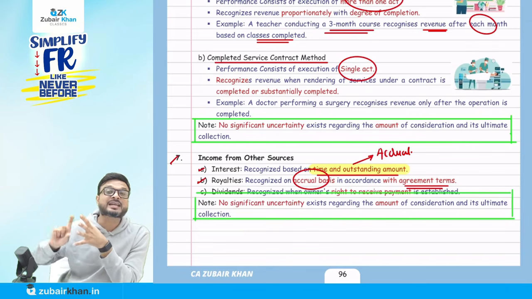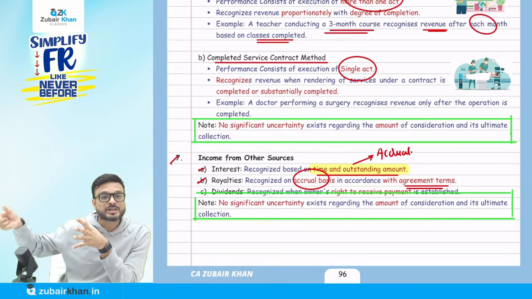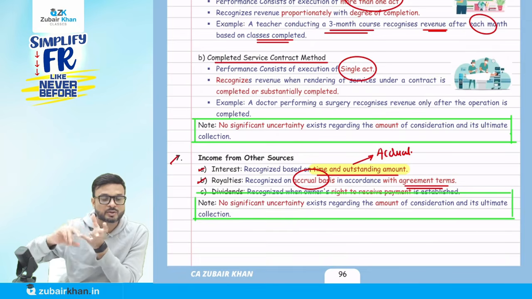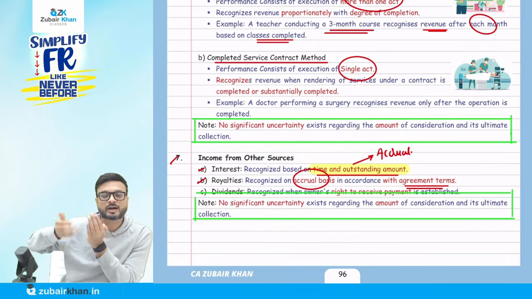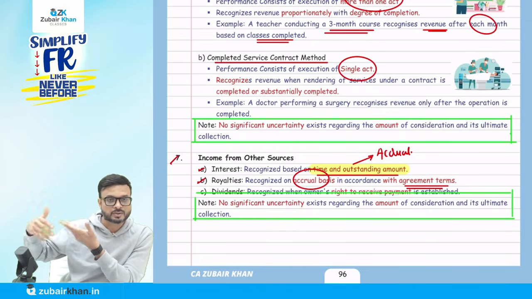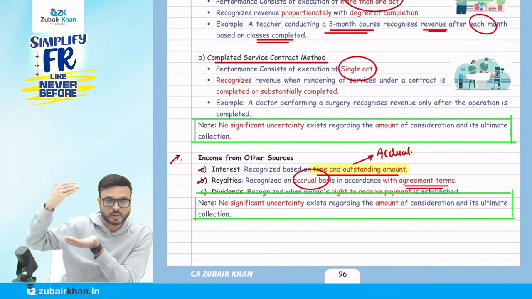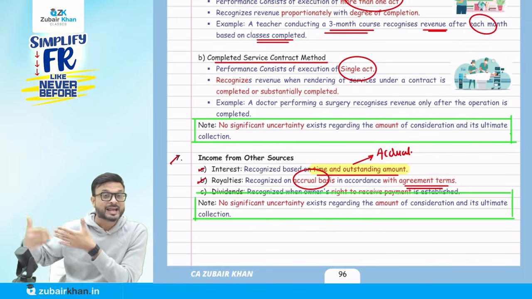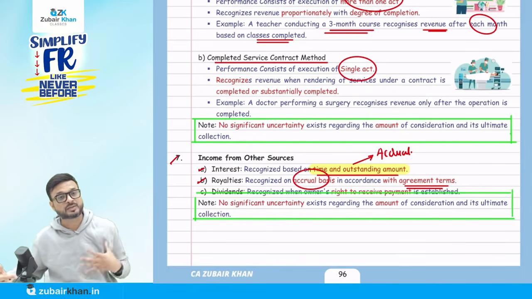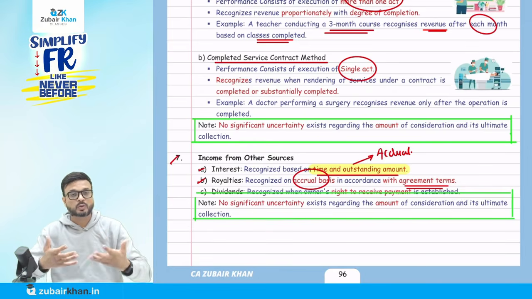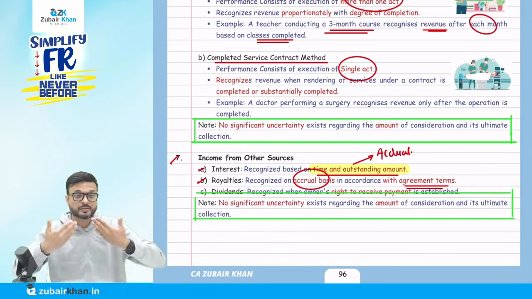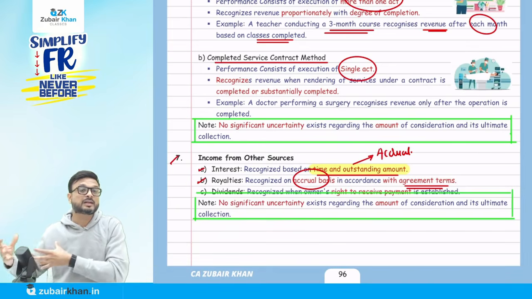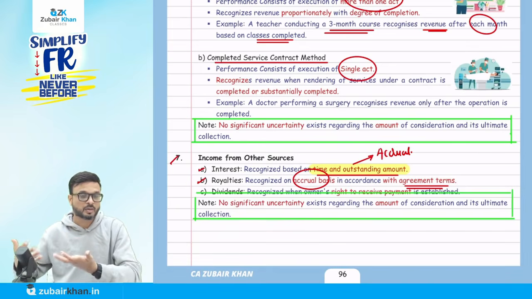In accordance with the agreement terms means what is mentioned in the contract. Suppose the contract says that on every book you are going to receive 100. That is the agreement term. Okay. So accrual means if they sold 1,000 books, then 1,000 multiplied by, in my example, 100, because on every book they will give 100 rupees. So you are going to record on the basis of accrual how many books have been sold in the market and what the agreement terms say about the amount on each book.